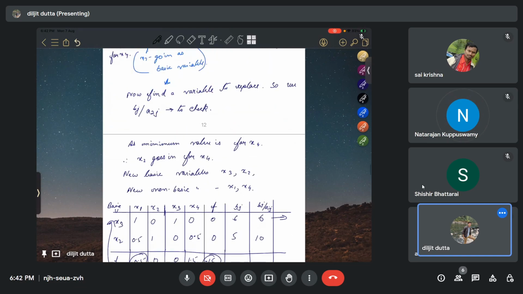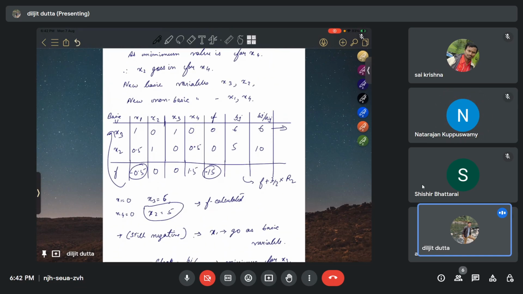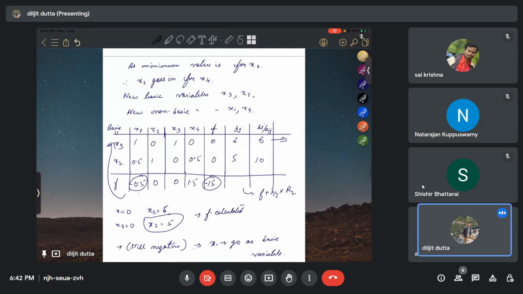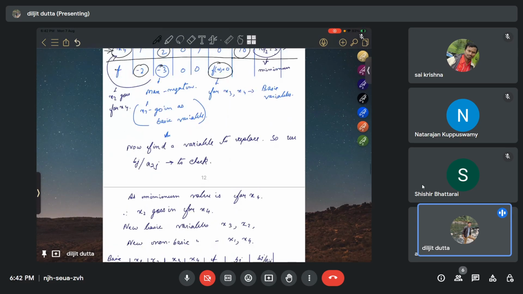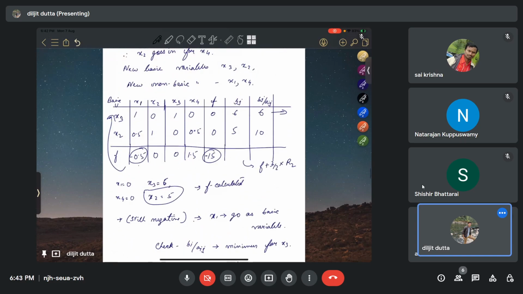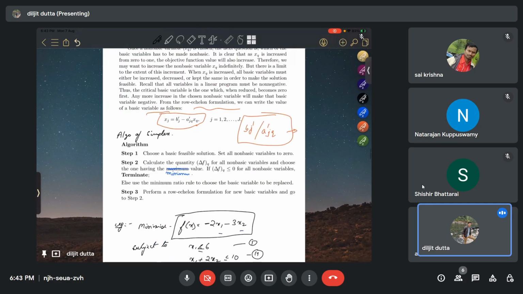Yes, sir. So we did this row operation, like we divided by 2. Now we have the final. Also, the coefficient of x2 should be 0 in the final, that is, the objective function also. I can show it again, wait.